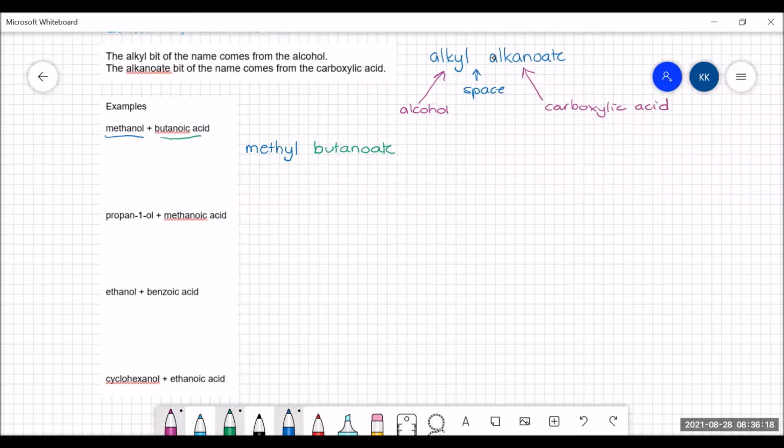All right, so the only thing that could have thrown you in this was seeing that we had propan-1-ol. All that tells you is that the propanol is a straight chain alcohol, and it means we're going to get a propyl group. And then from our methanoic acid here, we're going to get methanoate.